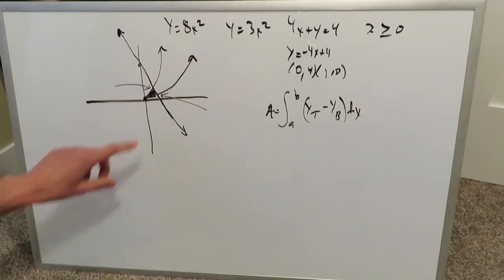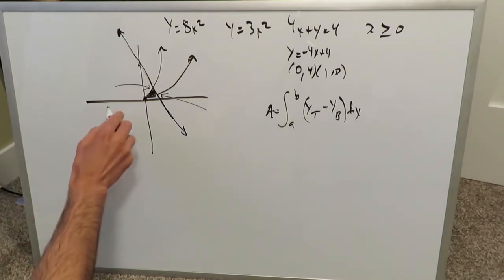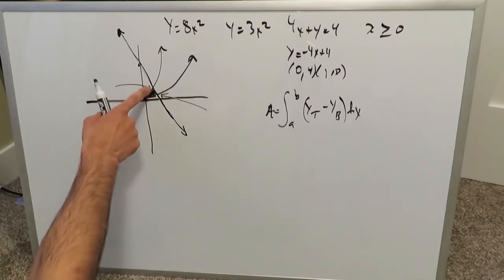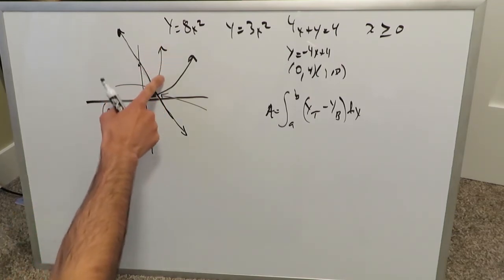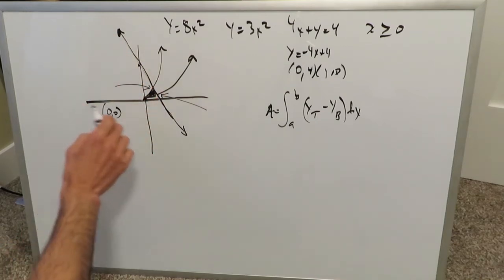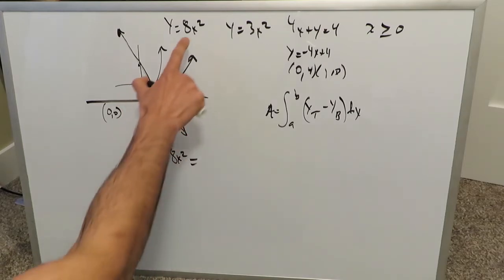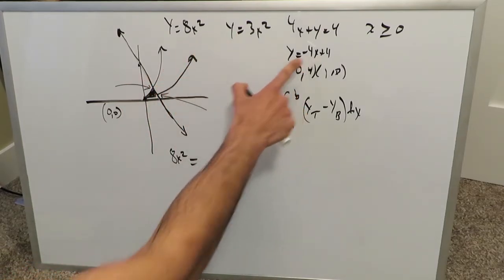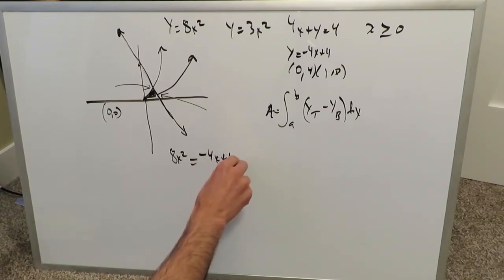We know when we're looking at this origin, it's the intersection point of 8x squared and 3x squared. We can clearly tell, one intersection point is just 0, 0. Then we have to find this intersection point right here on the top. That intersection point is between the 8x squared and the linear line. To find intersection points, you equate them. It's a tug of war between 8x squared and minus 4x plus 4.